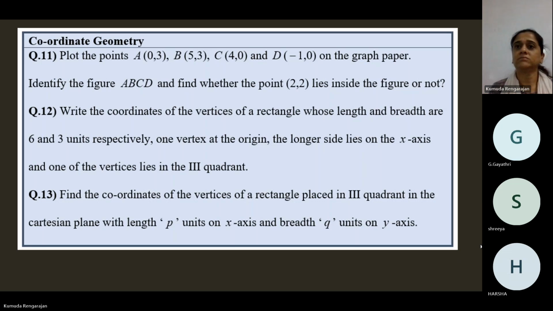Completed? Completed the 11th one? 12? No, you're working on the 13th one. What about you? 12. 12. Divitri? Sachin, which one? 12. 12. Okay, next one.